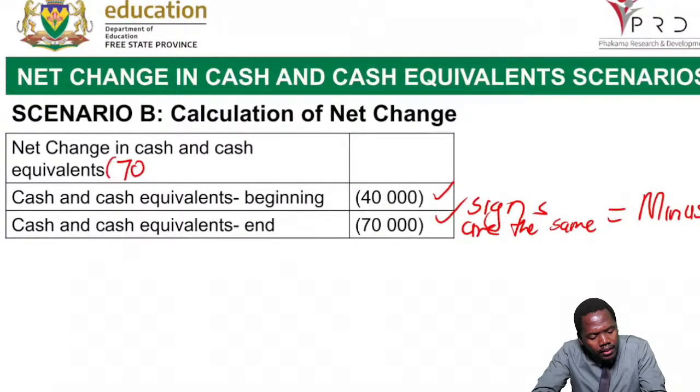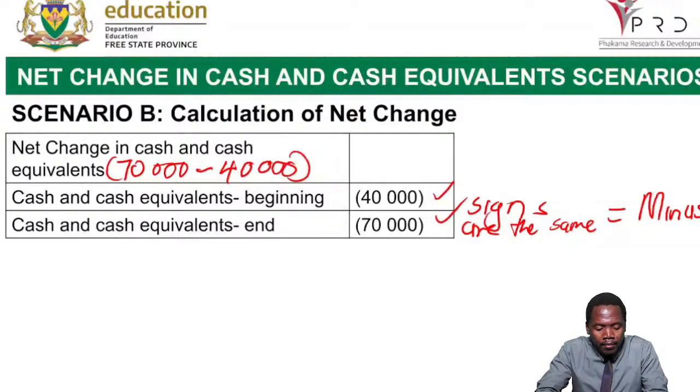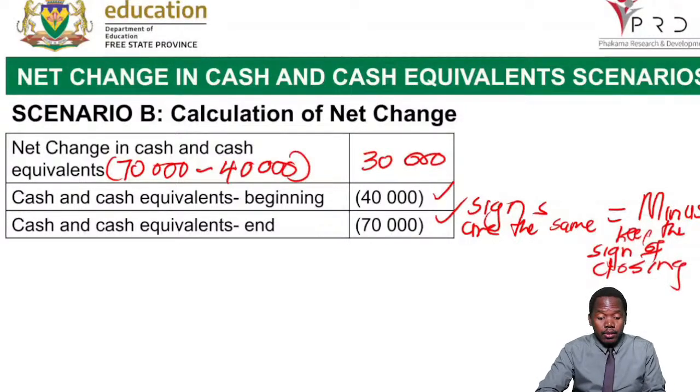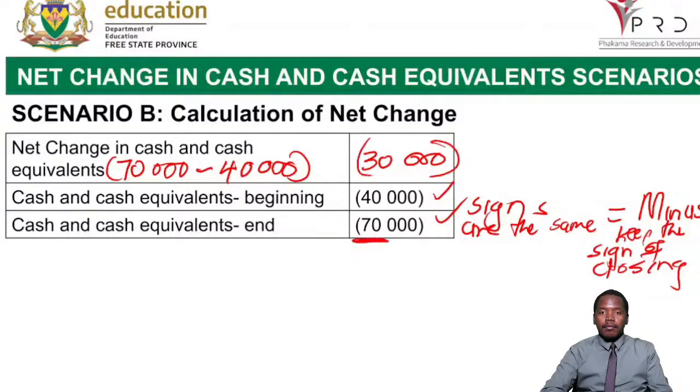Now, meaning what am I doing here? I would say 70,000 minus 40,000 again. Why is this? Because the signs are the same. So I will get 30,000. And then we minus and do what? Keep the sign of the closing. What is the sign of the closing, grade 12s? The sign of the closing is an overdraft. So we put this in bracket. Why am I putting this in the bracket? Because I'm taking the sign of the cash and cash equivalents at the end.